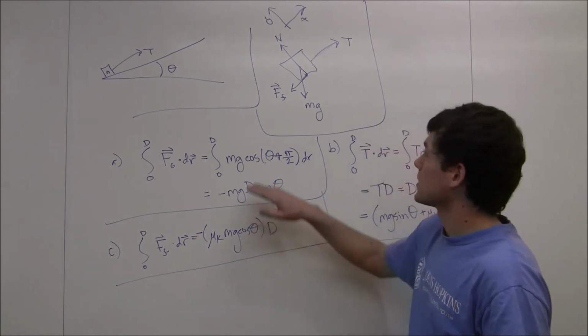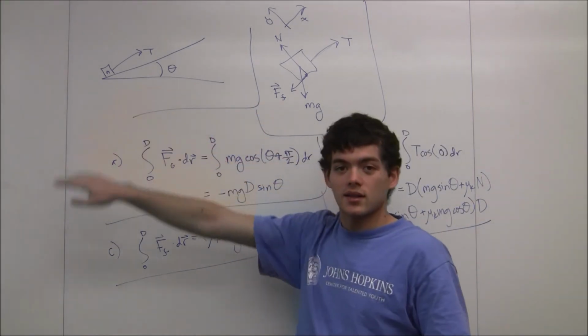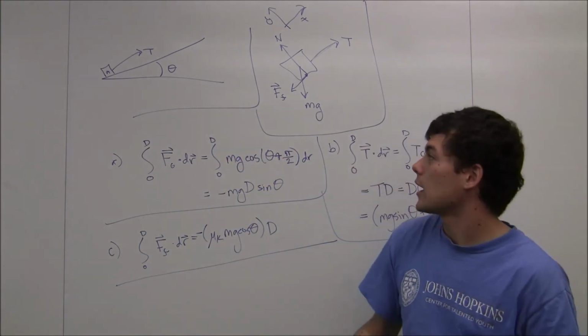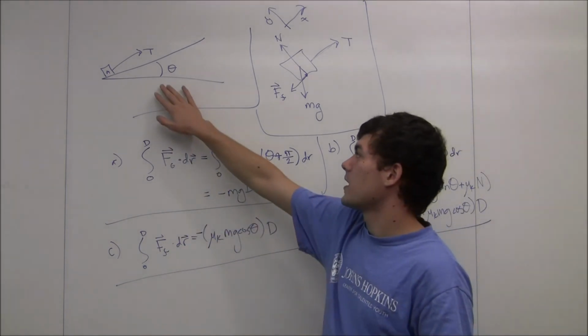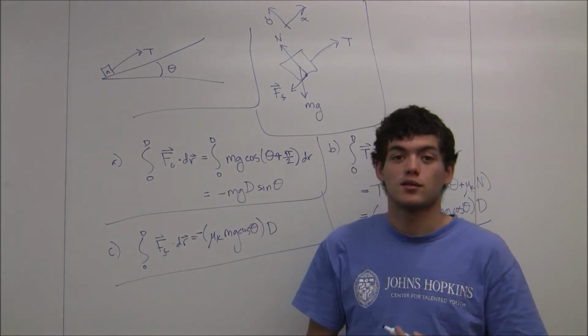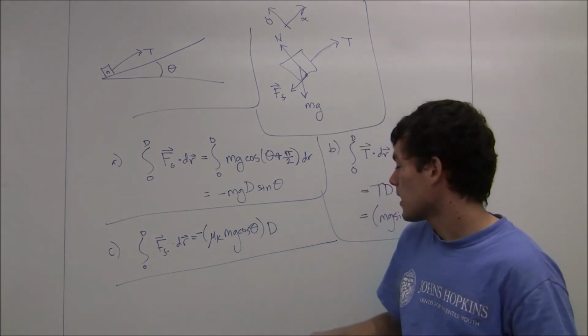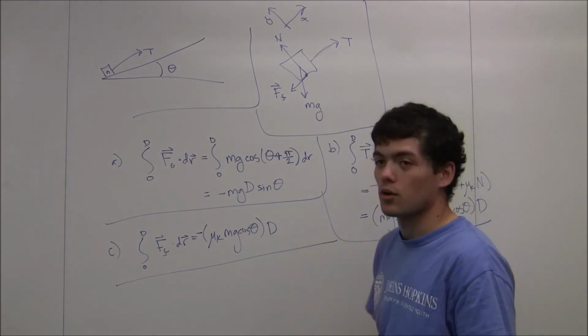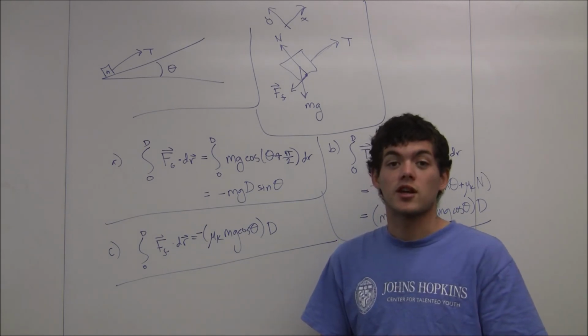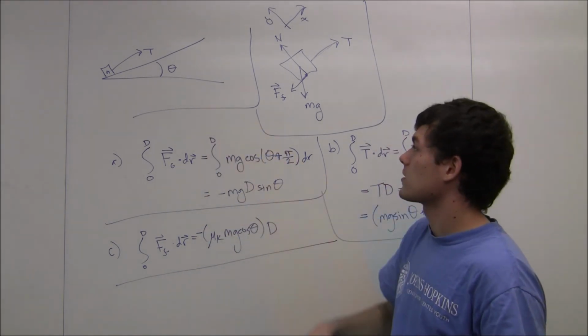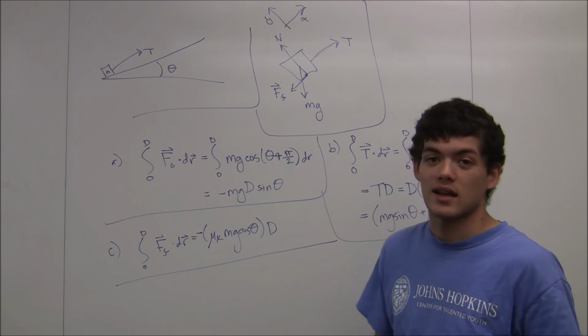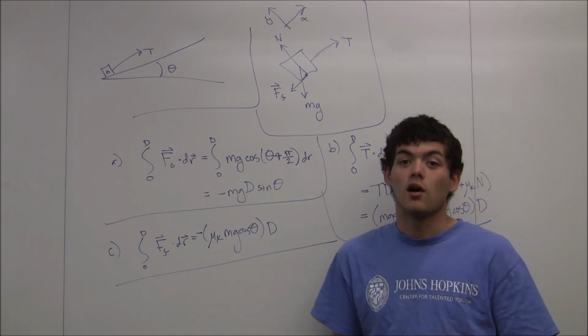Now this makes sense because the block starts at rest, is pulled slowly up the ramp, and then is brought back to rest at the end. So the total change in kinetic energy is 0. And we know that the net work, according to the work-energy theorem, is the change in kinetic energy. So if the kinetic energy stays the same from beginning to end, then the net work over that time also has to be 0.